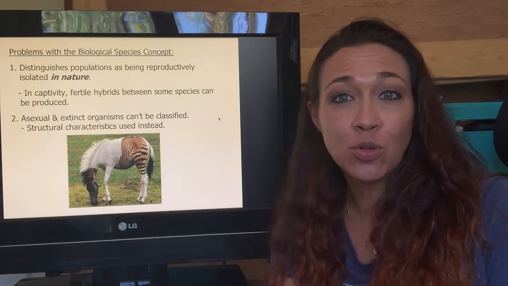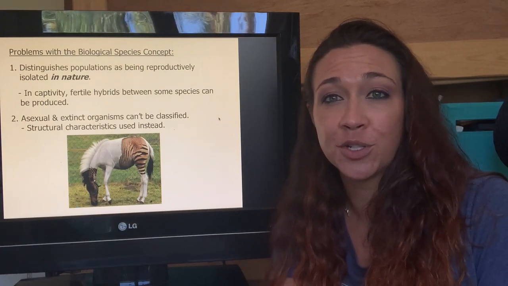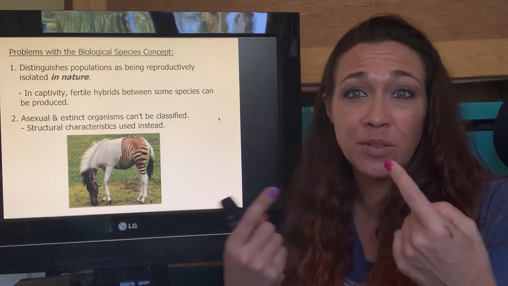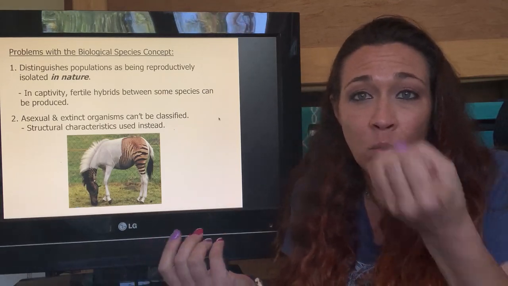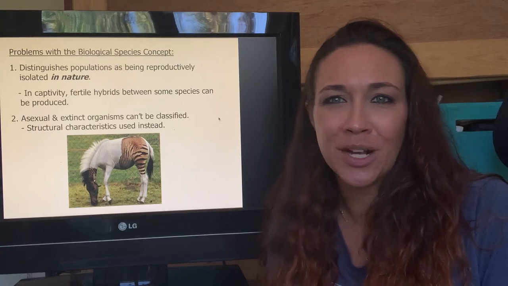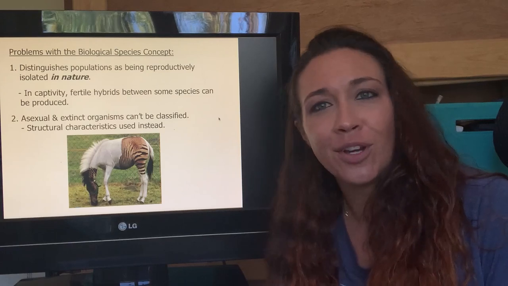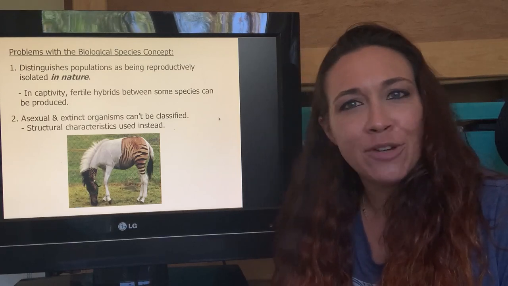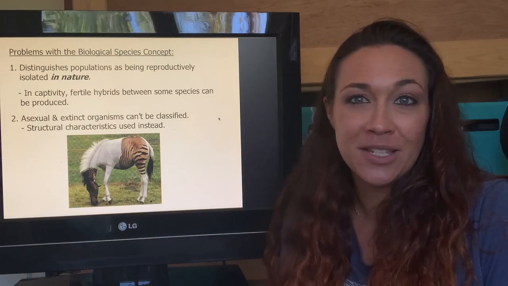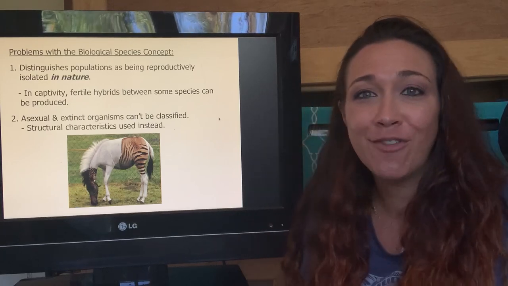We already talked about asexual organisms like bacteria. Asexual organisms can't be classified under the biological species concept because they're not reproducing with anybody else. They're asexual. One bops into two. So it's hard to classify when it comes to that kind of stuff. Extinct organisms also, you can't say that the T-Rex and the Velociraptor were different species, because were they interbreeding? We have no idea. Nobody was there for that.